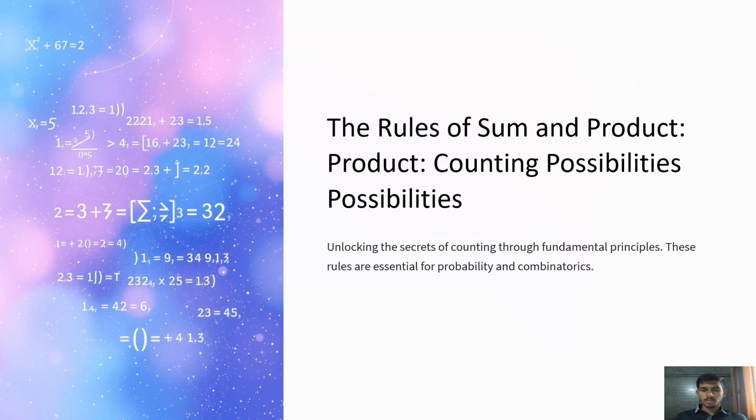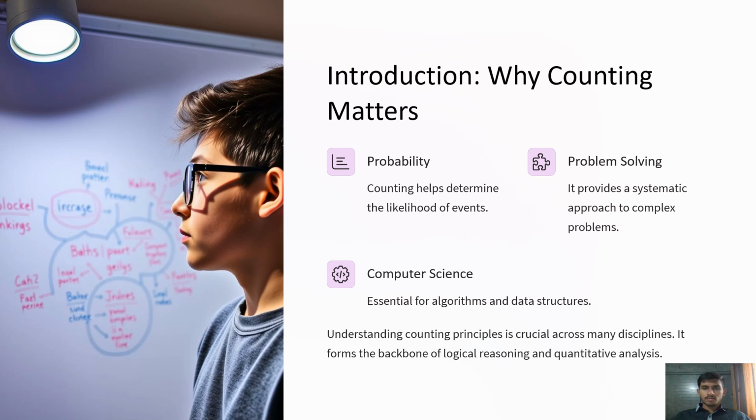Why are the rules of sum and product needed in our life? This unlocks the secret of counting through fundamental principles. These rules are essential for probability and combinatorics. So, introduction. Why does counting matter? Why do we need counting in our real life experience?